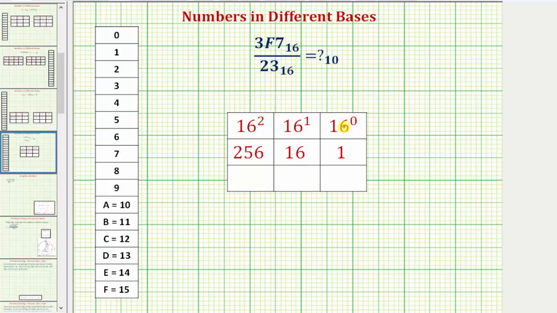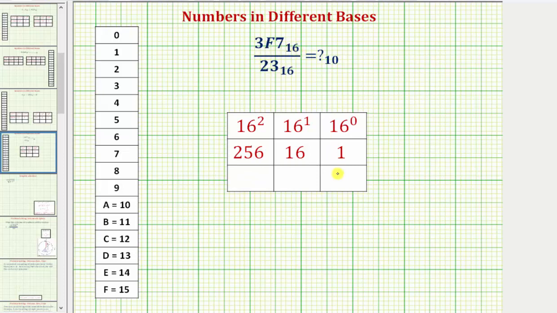We're starting with the rightmost digit. We have 16 to 0, or the ones place value. Then we have 16 to the first, or the 16's place value. Then we have 16 squared, or 256's place value, and so on. Let's begin by converting 3f7 base 16 to base 10.